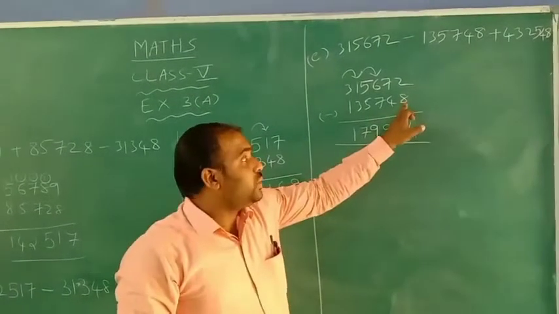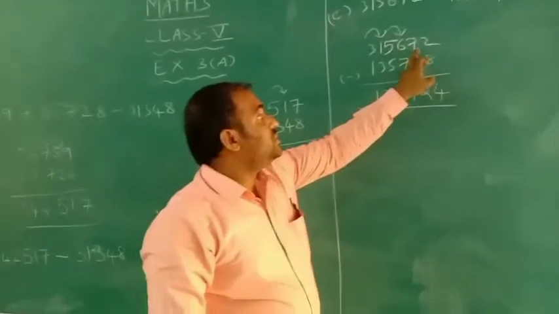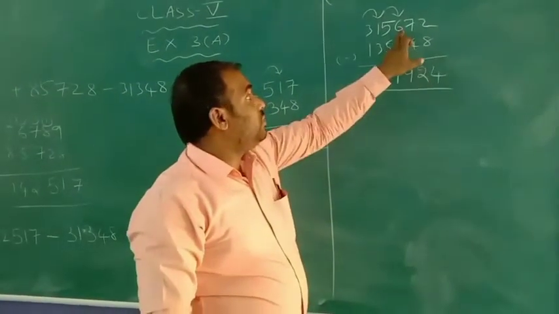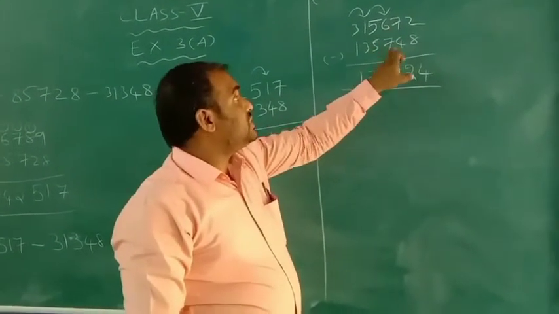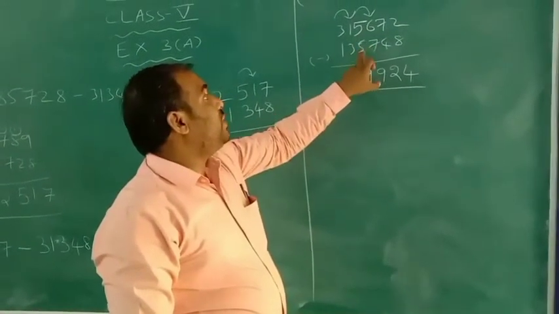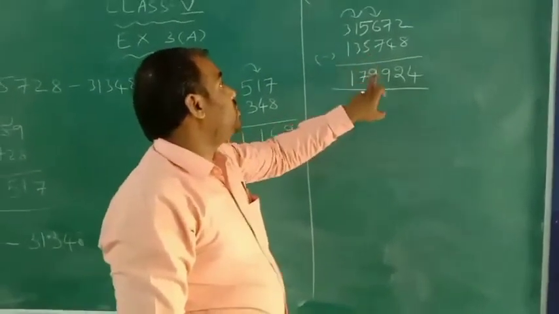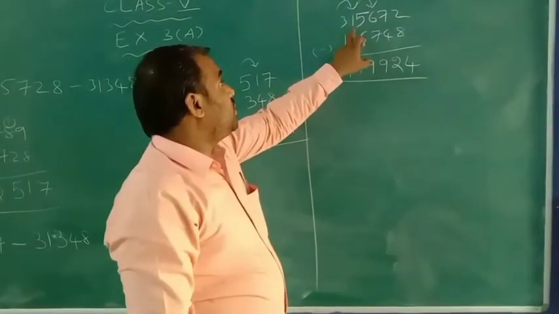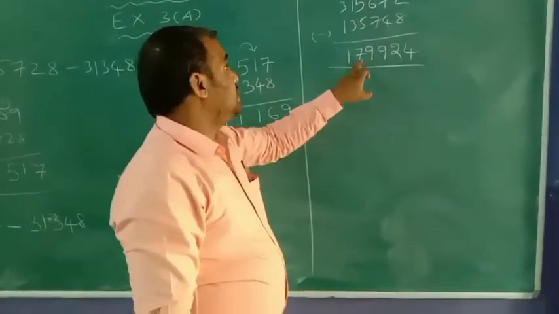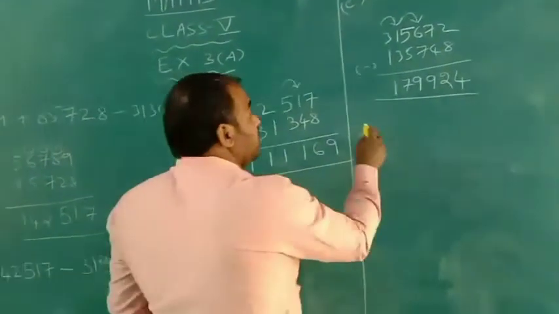2 minus 8 not going. Take one borrow. It becomes 12. 12 minus 8, 4. Here 6 left. One given, 6 minus 4, 2. Next 6 minus 7 not going. Take one borrow. It becomes 16. 16 minus 7, 9. Next already one given here, 4 left. 4 minus 5 not going. It becomes 14. 14 minus 5, 9. Next one given here, 0 left. Take one borrow. It becomes 10. 10 minus 3, 7. Next one given here, 2 left. 2 minus 1, 1. Right.